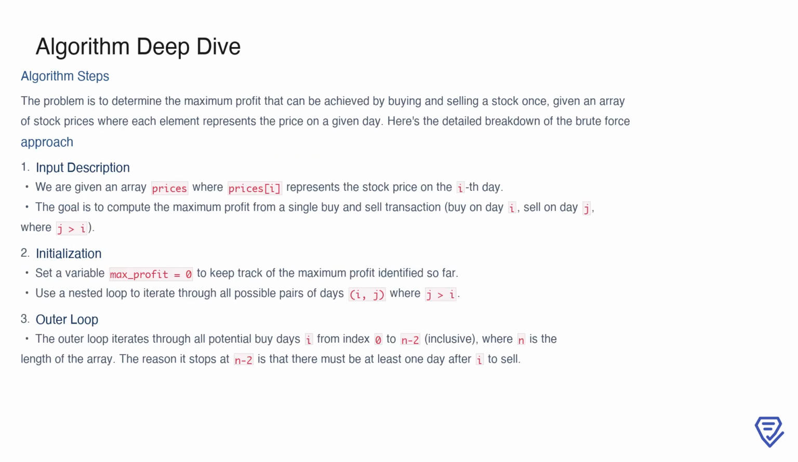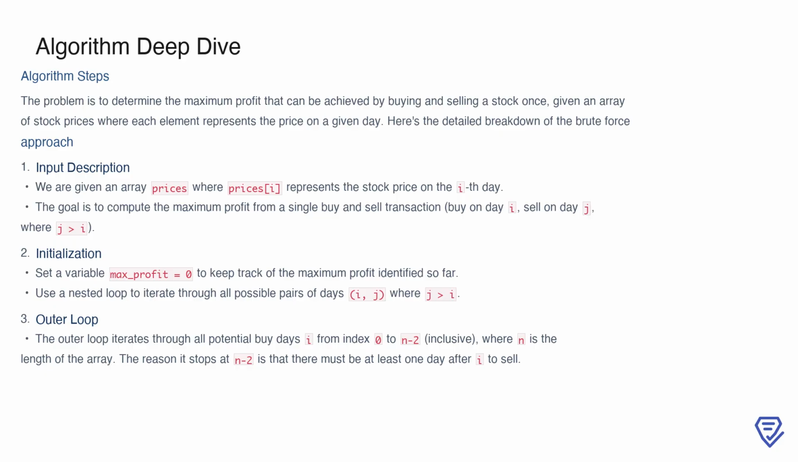To solve the problem of finding the maximum profit from a single buy and sell transaction, we start by understanding the input and goal. The input is an array called prices, where each element represents the stock price on a specific day. Our objective is to find 2 days, i and j, such that we buy on day i and sell on day j, with j greater than i, maximizing the profit from this transaction.